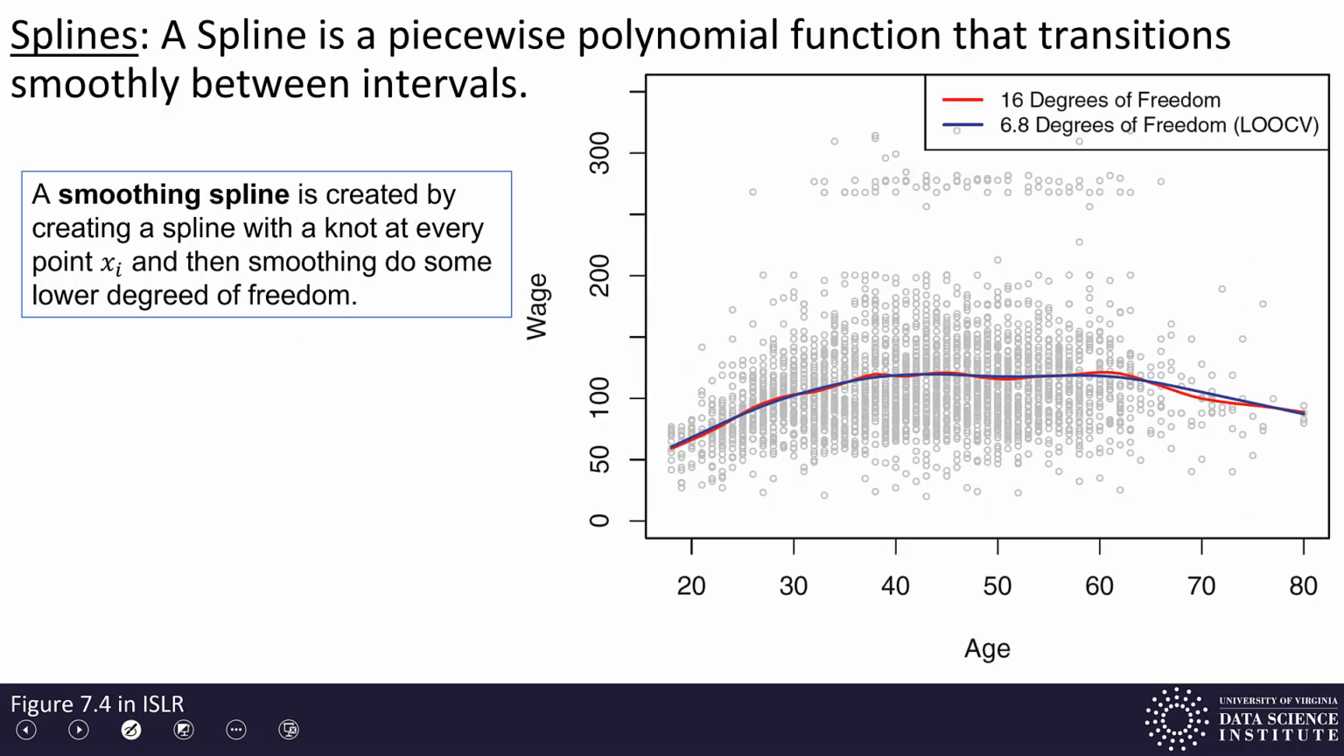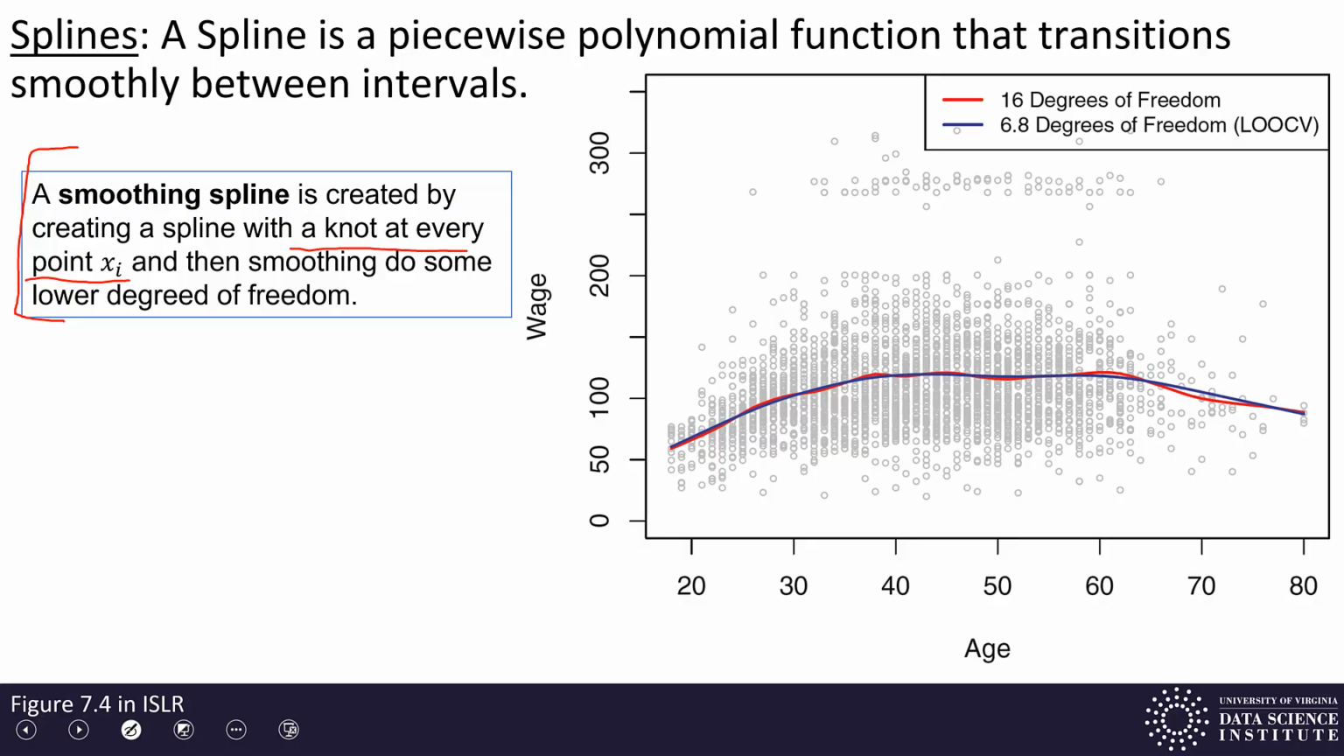A smoothing spline is the other type of spline that would typically be used. So a natural cubic spline or a smoothing spline. A smoothing spline is defined here. We create a spline first with a knot at every point, right? That is going to have way too much flexibility, but then we're going to smooth it down to some lower degree polynomial.